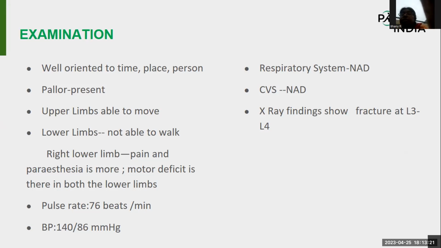Respiratory system: normal vesicular breath sounds heard and no abnormalities detected. CVS: S1, S2 heard, no murmurs and no abnormalities detected. X-ray findings show fracture at L3, L4.